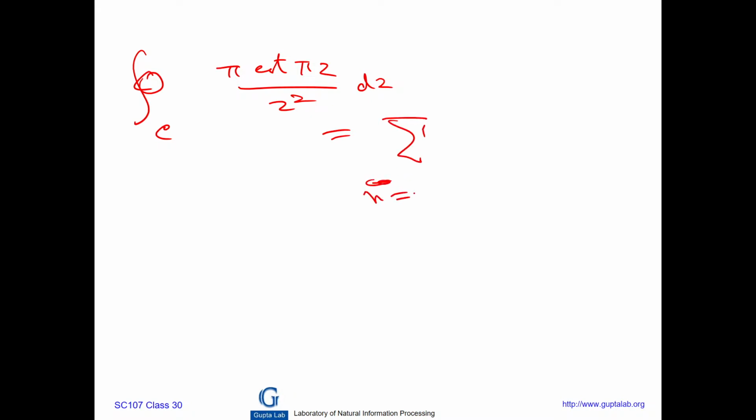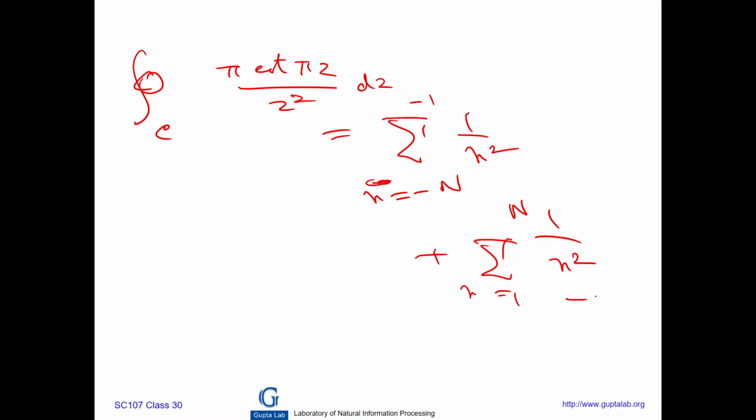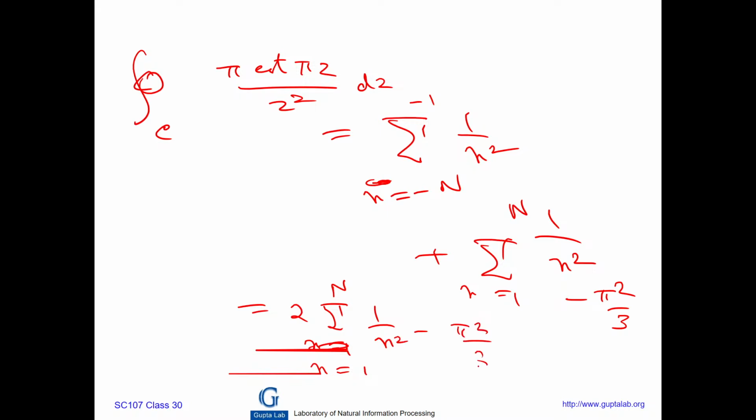integration along C, pi cot pi z divided by z square dz is equal to summation from minus N to minus 1 of 1 over n square plus summation n is equal to 1 to N of 1 over n square. All this must look complicated, right? Minus pi square by 3. So this is nothing but 2 times summation n is equal to 1 to N of 1 over n square minus pi square by 3.